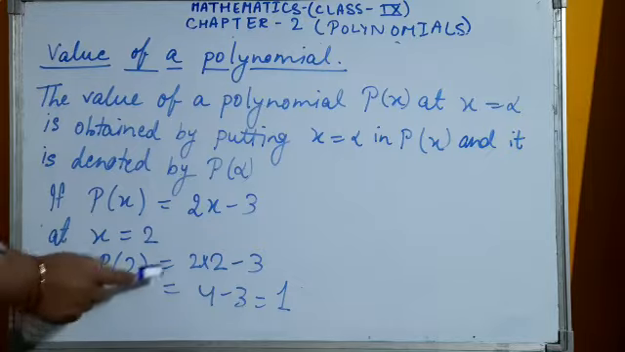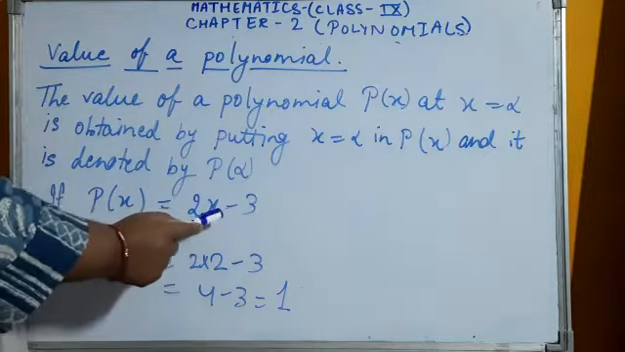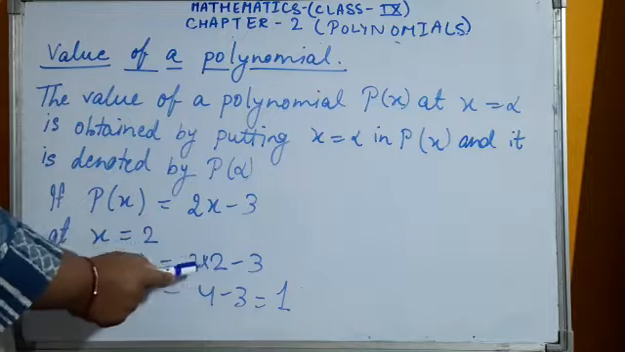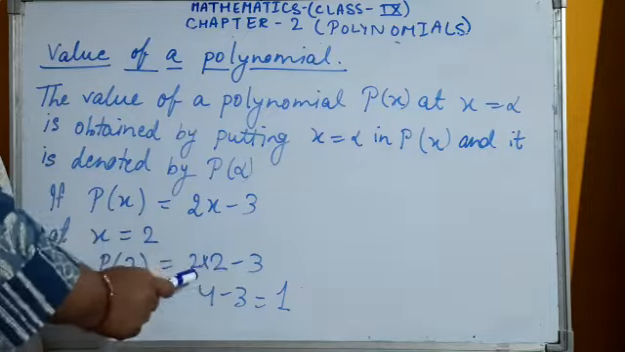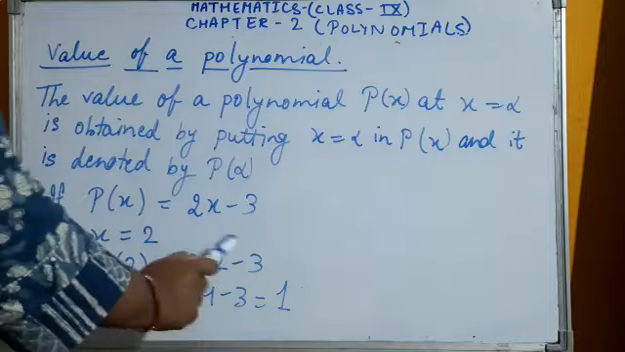So p of 2, in the right hand side also, at the place of x we will put 2. So 2 into 2 minus 3. 2 into 2 is 4. 4 minus 3 is 1.